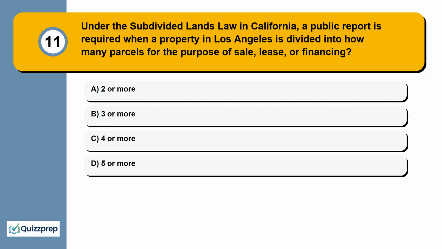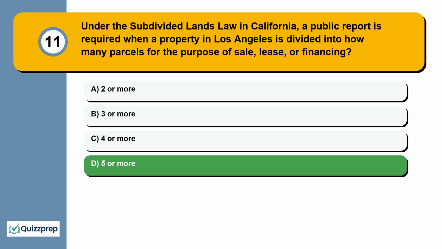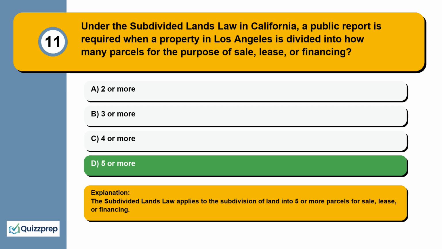Question 11. Under the subdivided lands law in California, a public report is required when a property in Los Angeles is divided into how many parcels for the purpose of sale, lease, or financing? 2 or more, 3 or more, 4 or more, 5 or more. The subdivided lands law applies to the subdivision of land into 5 or more parcels for sale, lease, or financing.